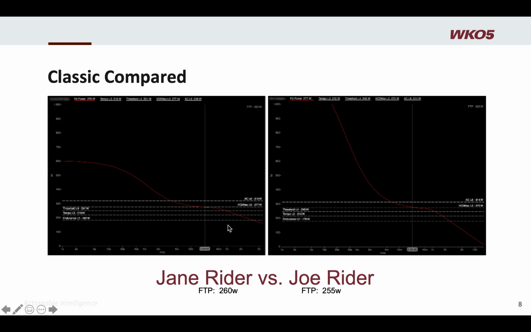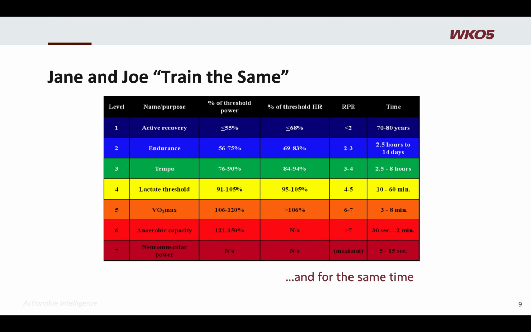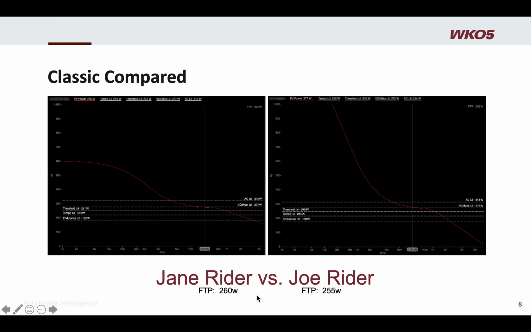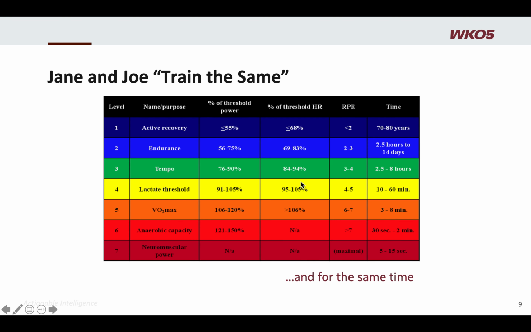Now we look at Jane and Joe Ryder, and here's Jane and here's Joe. The reality is these two athletes, based on the classic system, and this is so important for people getting into WKO and evolving their training for you to understand, are training at the same targets. And the reality is they should not be. They are definitely making energy, power, in two different ways. If you measured it just off their threshold, which is within 5 watts, and utilized this system, Jane and Joe would be training under not only the same power targets, but the same time targets to produce results. There would be no individualization of those two athletes, which you can quickly see are different.